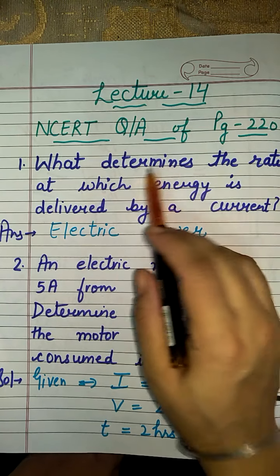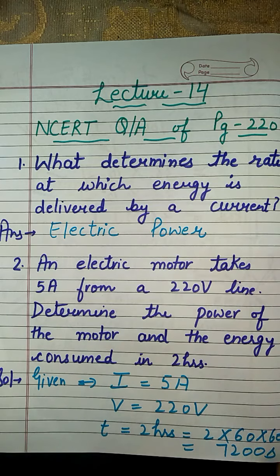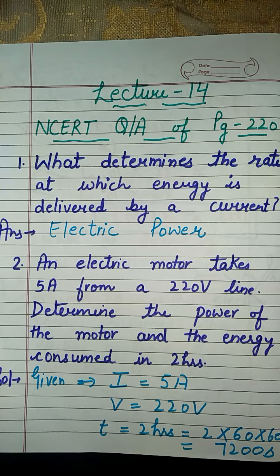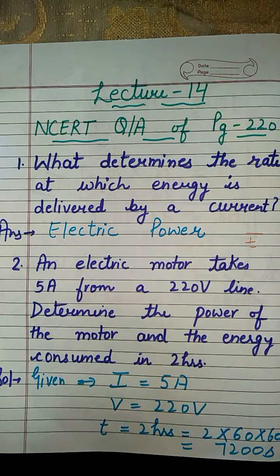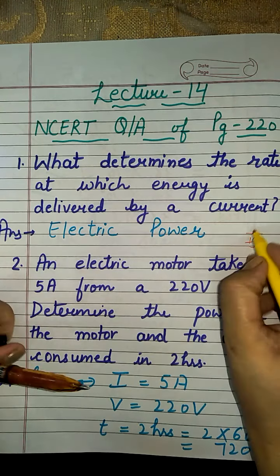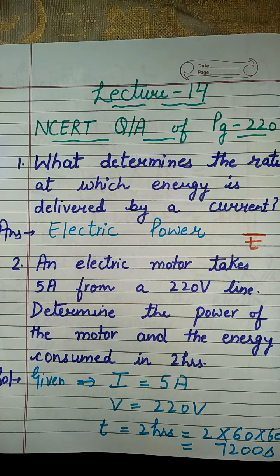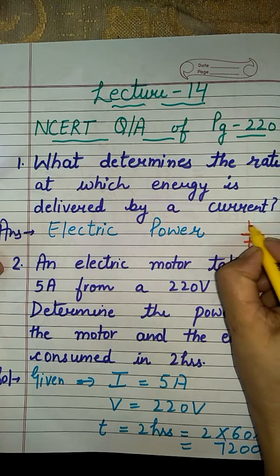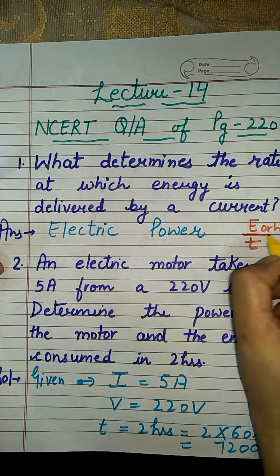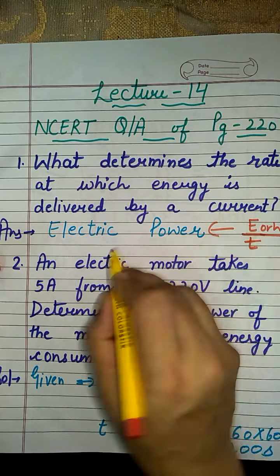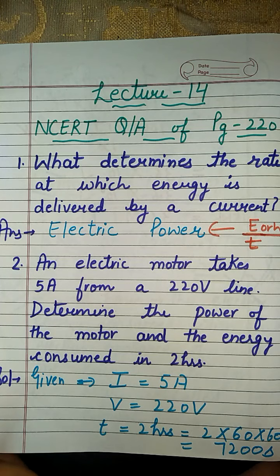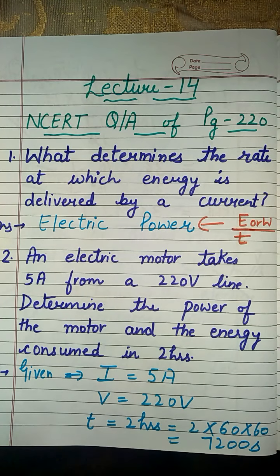Question number 1 is, what determines the rate at which energy is delivered by electric current? See, the rate, that is divided by T, the rate at which energy is delivered. Energy means work done per unit time, or energy per unit time. It is equivalent to electric power. Fine. So, very important 1 mark question. What determines the rate at which energy is delivered by a current?